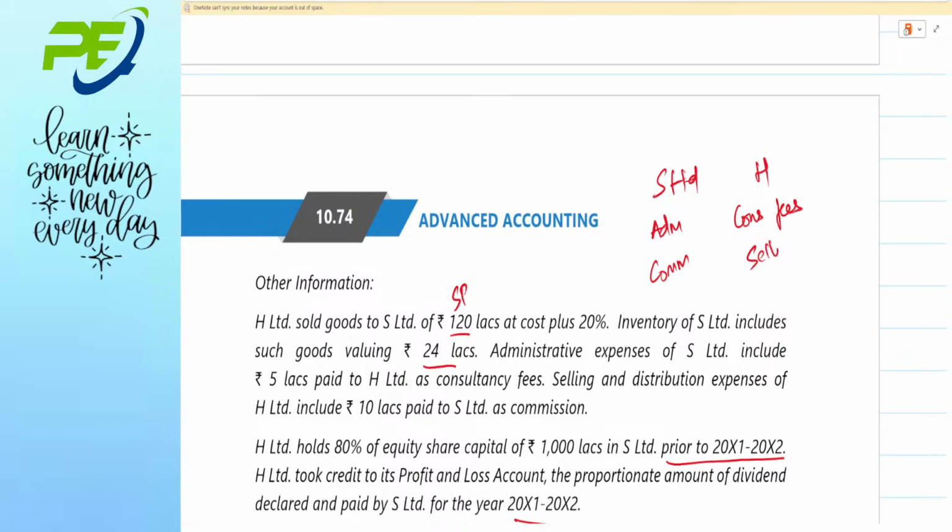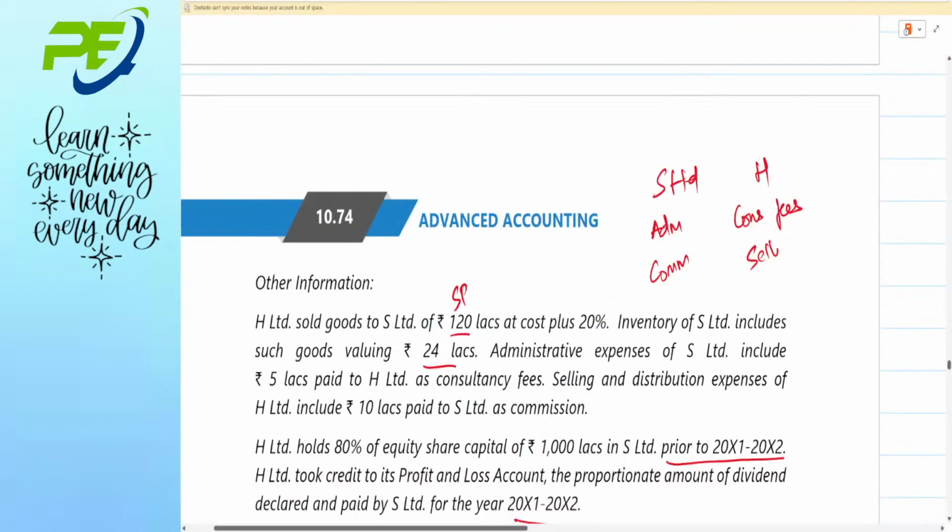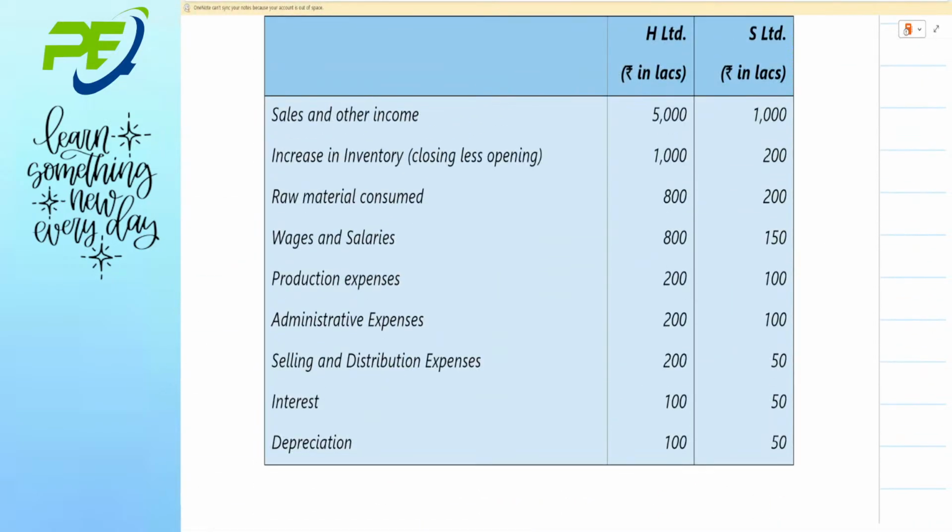And profit is 1 by 5 on cost. How much on sales? So 24 lakh into 1 by 6. 4. So total 1196. But this will come in minus 1196. Everyone, is it clear? After increase in inventory.